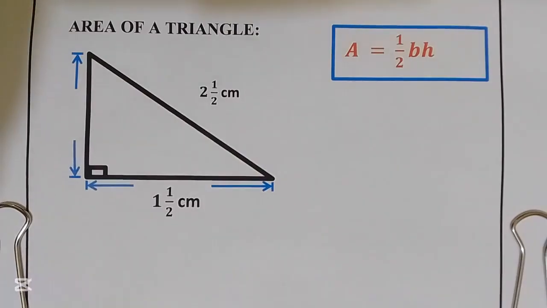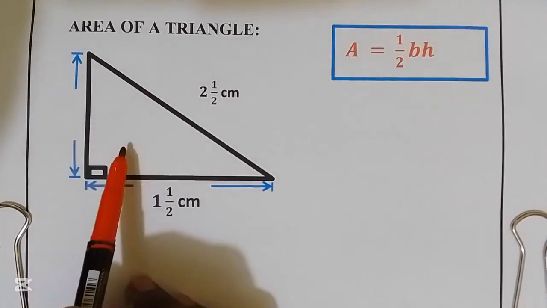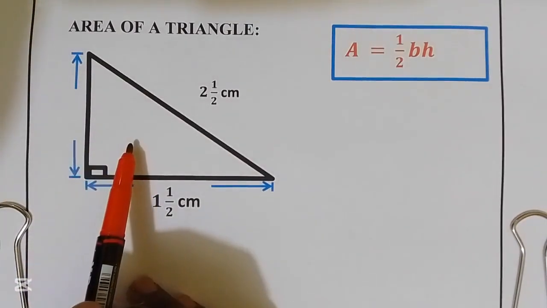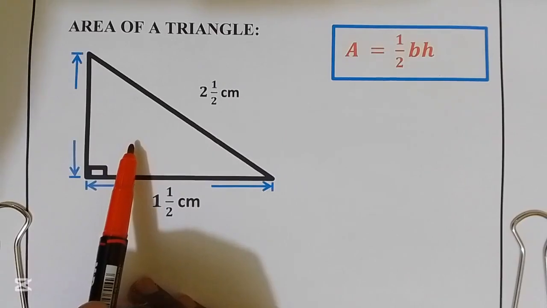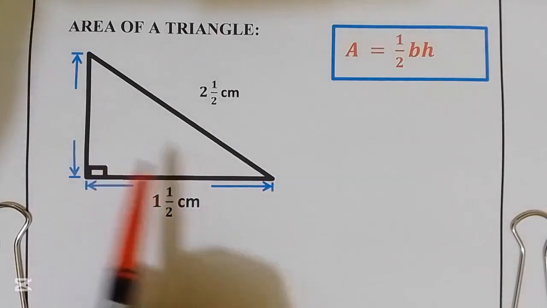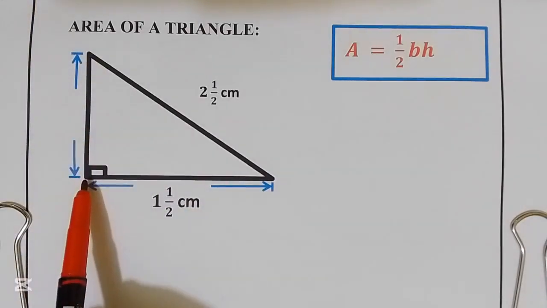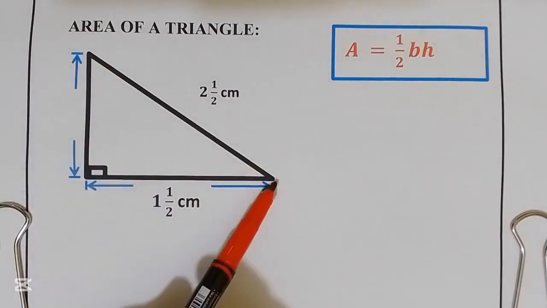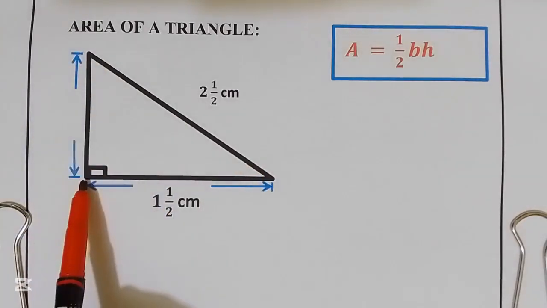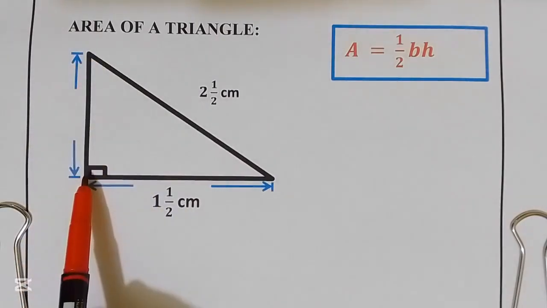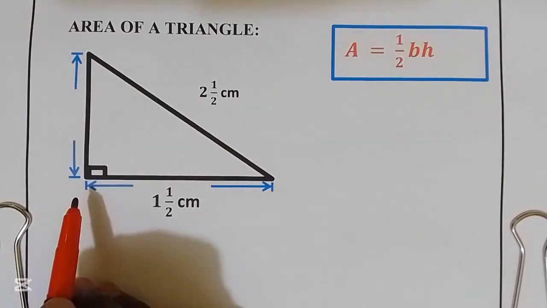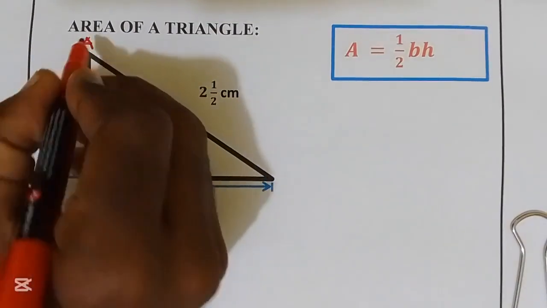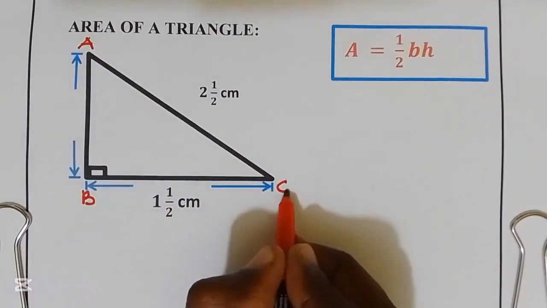Today we are going to find the area of a triangle. We have a right-angled triangle, and for us to find the area of a right-angled triangle, we need the base and the height. For this given triangle, we have the base and we have the hypotenuse, but we don't have the height. So first we are going to find the height by using Pythagoras theorem, then we are going to find the area.